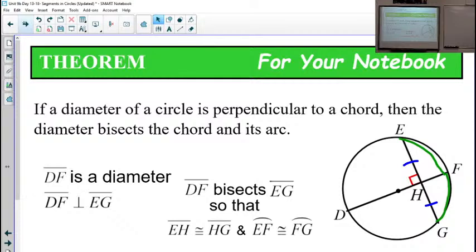And notice it says that it bisects the chord and its arc. And that goes back to the fact that when the chords are the same, or when the chord pieces are the same, then the arcs are the same. It's that same idea that we've already referenced and talked about.